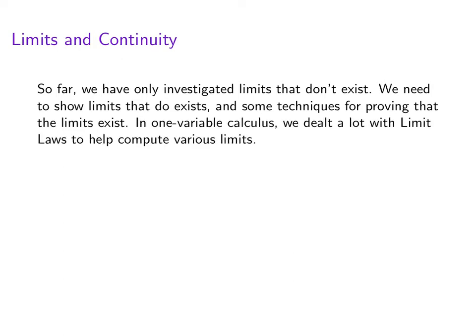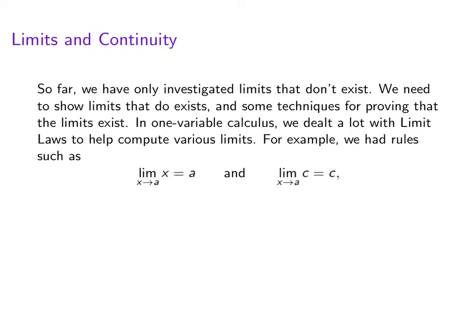Now, in one variable calculus, we used limit laws to help us compute various limits. For example, we had rules like this. Limit as x approaches a of x is equal to a. The limit as x approaches a of c is equal to c. So here a and c are constants.